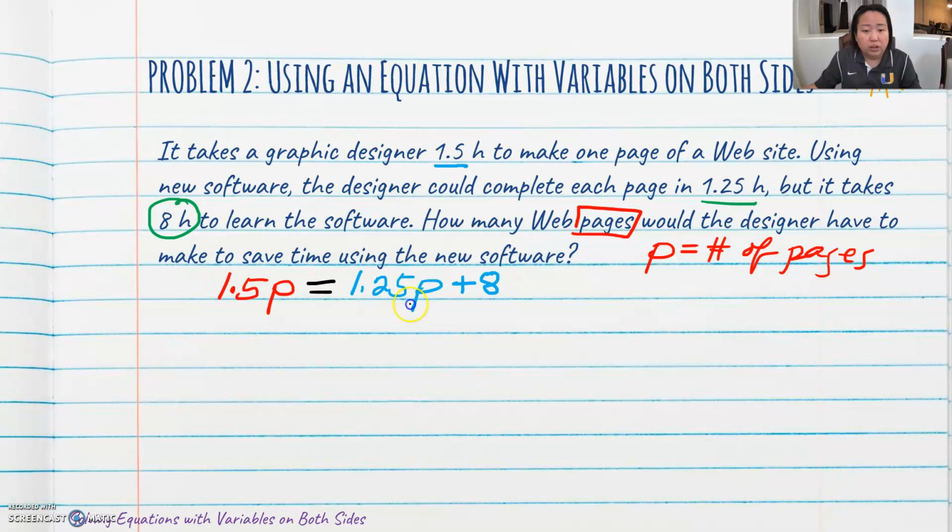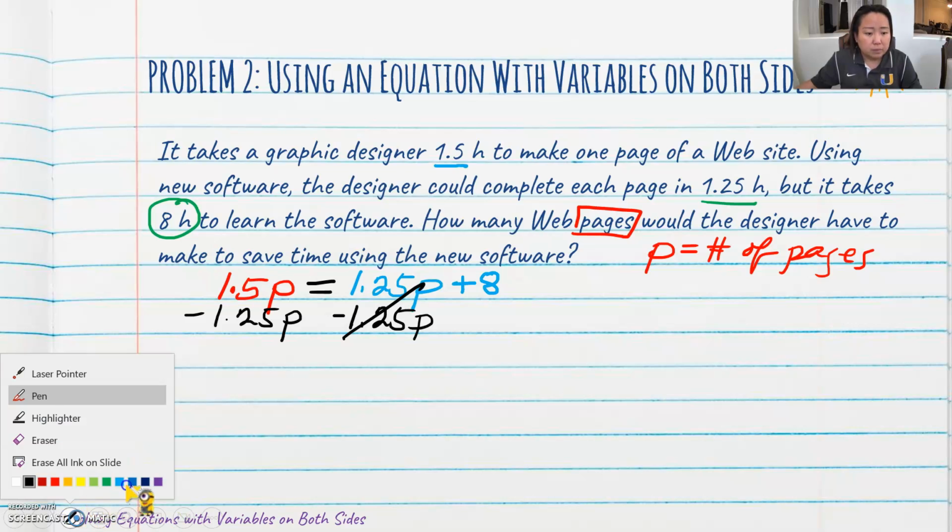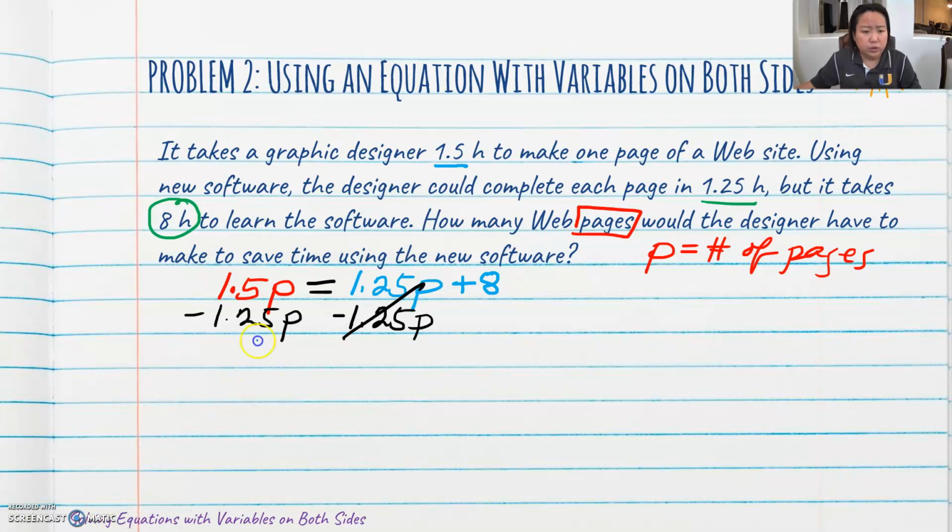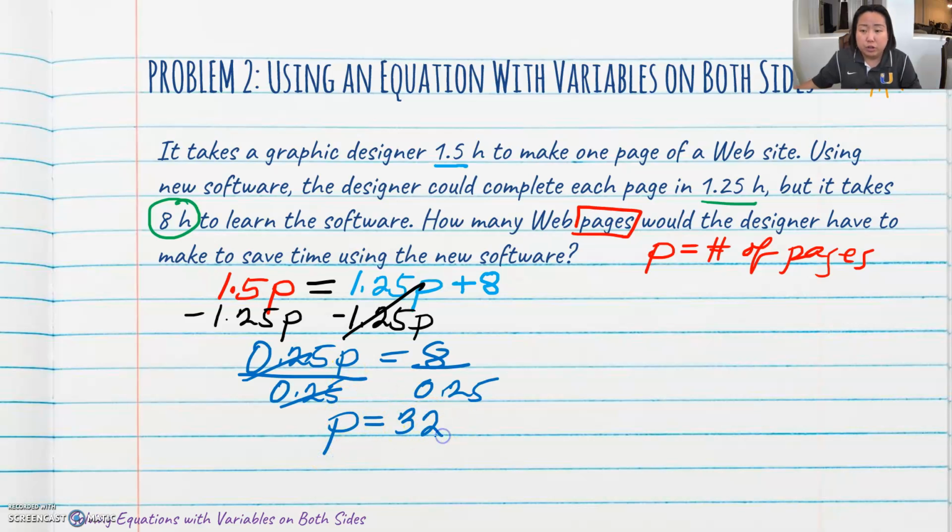So we solve our equation. We want all our variables on one side. So since we have 1.25p here, we subtract 1.25p from both sides, so that's gone. And subtracting these two, you will now get 0.25p is equal to 8. And of course, since p is multiplied by 0.25, you divide by 0.25, you divide also by 0.25, and the number of web pages needs to be 32, okay?